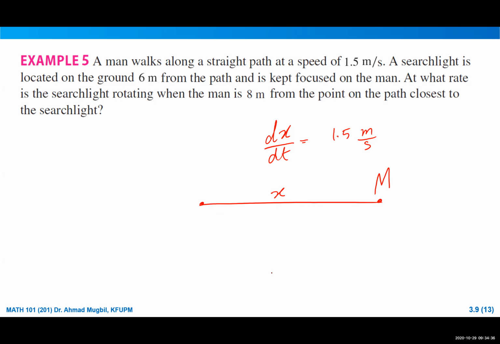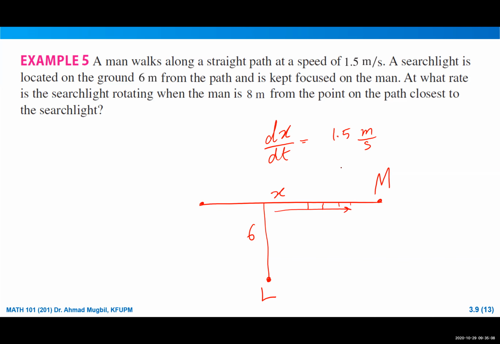So let's say it is here. The distance between the path and the light, so the light is here, the searchlight. It is what he said, it is 6 from the path and is kept focused on the man. So this is the camera, like a searchlight focused on the man. So when he was here, and after that it will be focused on him when he is here, and so on. He is getting away from this, so it will be increasing.